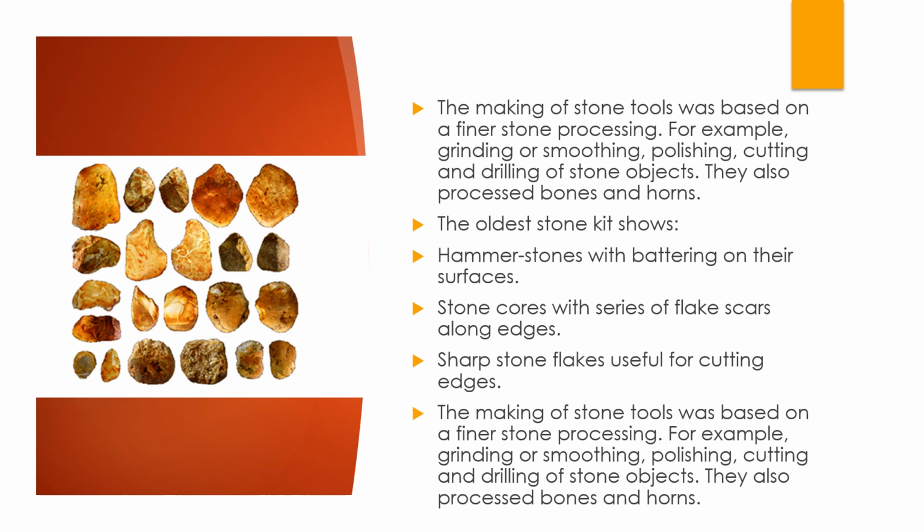The oldest stone kit shows hammerstones with battering on their surfaces, stone cores with series of flake scars along edges, sharp stone flakes useful for cutting edges. In the later part of the early Stone Age, humans began to strike larger flakes. They shaped them and made new tools like the hand axe. So the Neolithic toolkit becomes very diverse, reflecting cultural diversity.